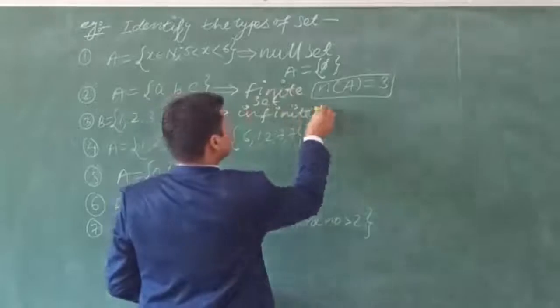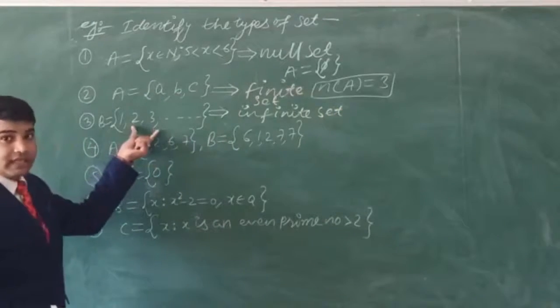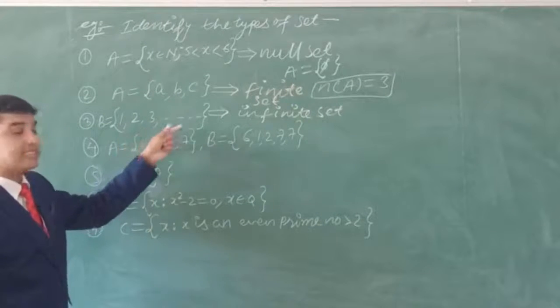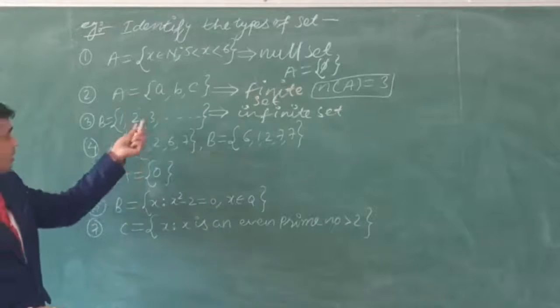Why is this an infinite set? Because the number of elements in set B is infinite. We can't count them easily. See here, 1, 2, 3, and it is going up to infinity. So this is an infinite set. Okay, I hope you are getting all these things.